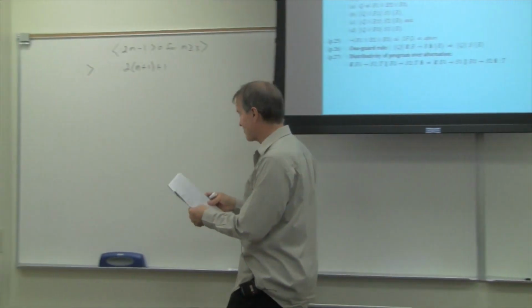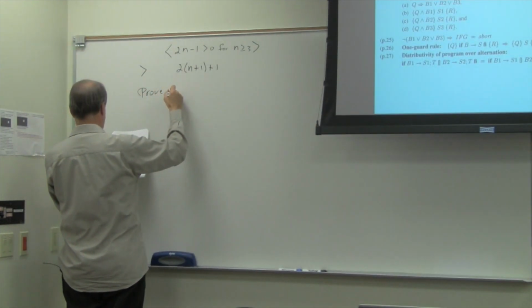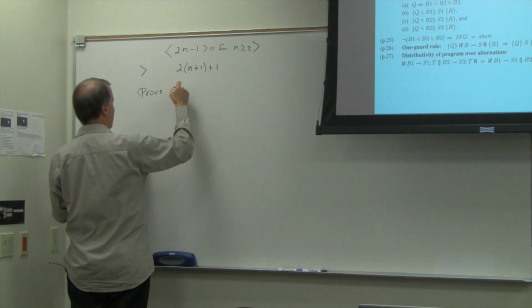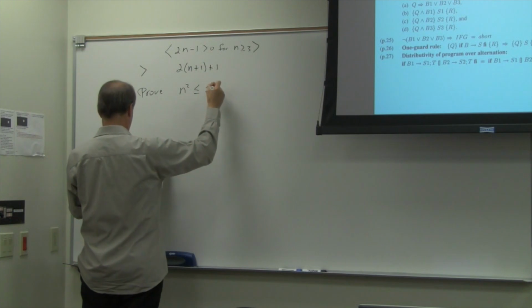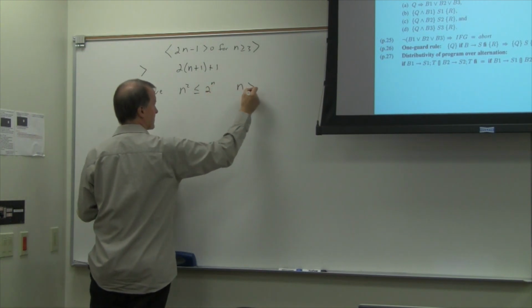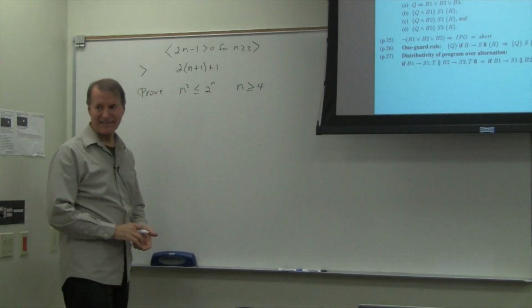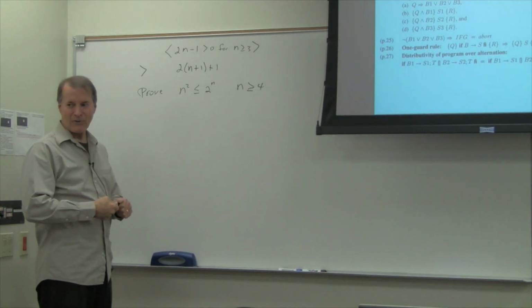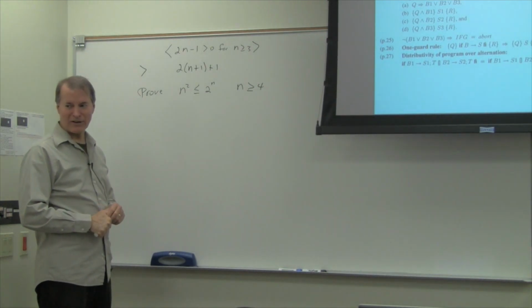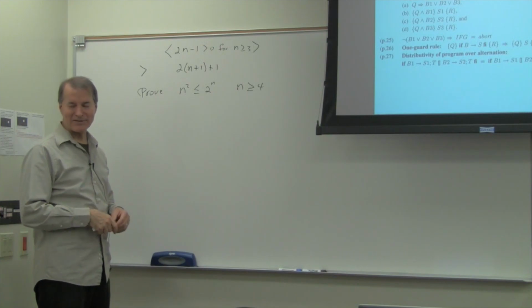Okay, let's prove this. Prove n squared is less than or equal to 2 to the n for n greater than or equal to 4. Now, guess what? Do you remember this one? Do I remember it? Yeah, you remember doing this one? I think so. Guess what we are going to use in this one? Well, we are going to use math. Okay, good.